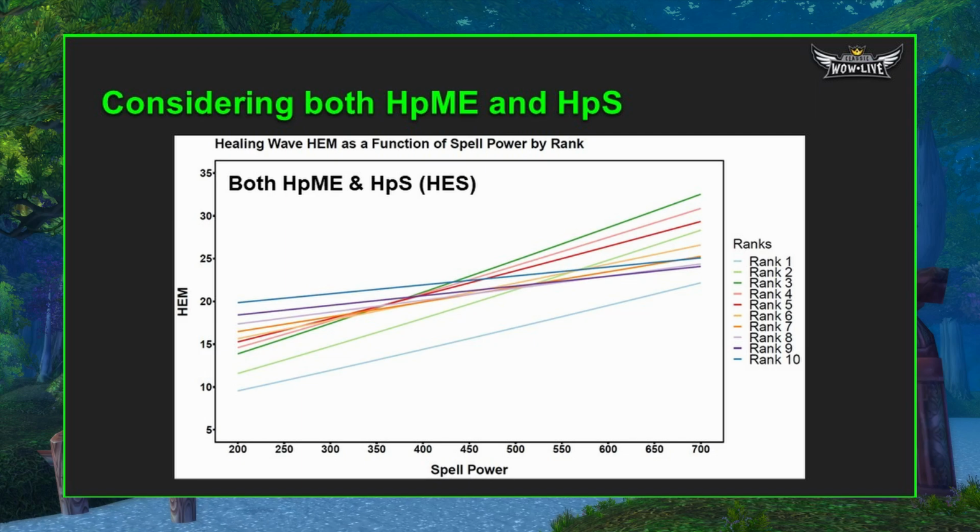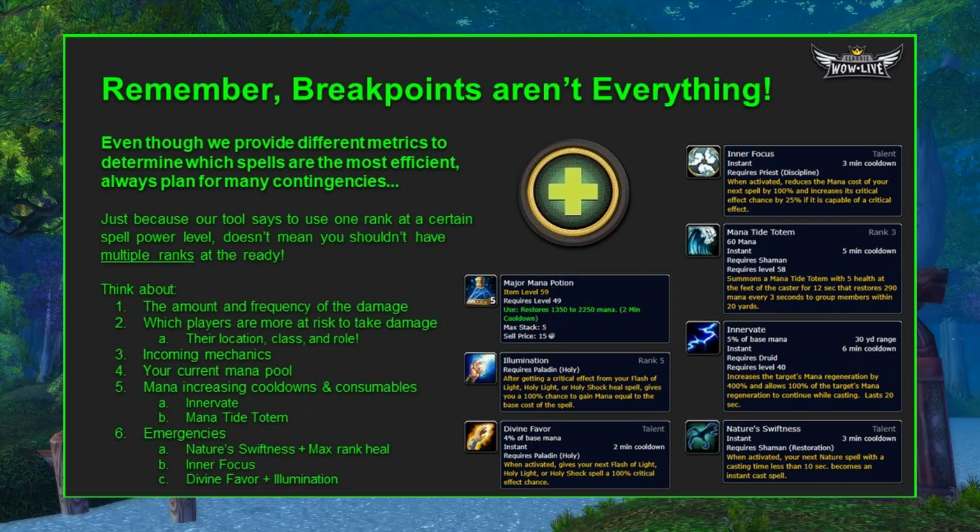Now, since HES shows that rank 3 is clearly the best when it comes to mana efficiency and spell power ratio at 440-ish spell power, that doesn't mean you're only going to use rank 3. As stated previously, there are many reasons why you want to leave other ranks on your bars, and let's go over that now. Breakpoints are not everything. Even though we provide different metrics to determine which spells are the most efficient, always plan on many contingencies.